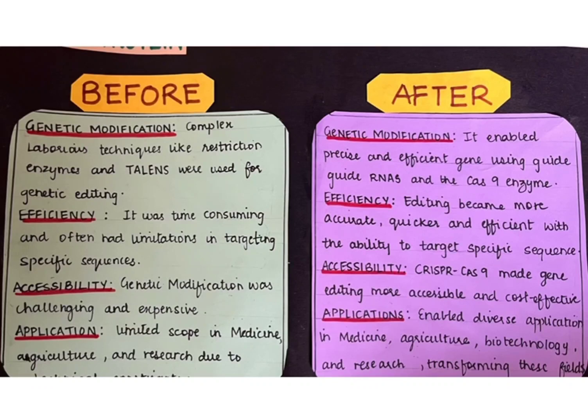Talking about efficiency, earlier it was time consuming and often had limitations in targeting specific sequences. Now, editing has become more accurate, quicker, and efficient with the ability to target specific sequences. Next is accessibility. Genetic modification was challenging and expensive. Now, CRISPR-Cas9 has made gene editing more accessible and cost effective. Talking about application, earlier there was limited scope in medicine, agriculture, and research due to technical constraints. Now, it has enabled diverse applications in medicine, agriculture, biotechnology, and research, transforming these fields.